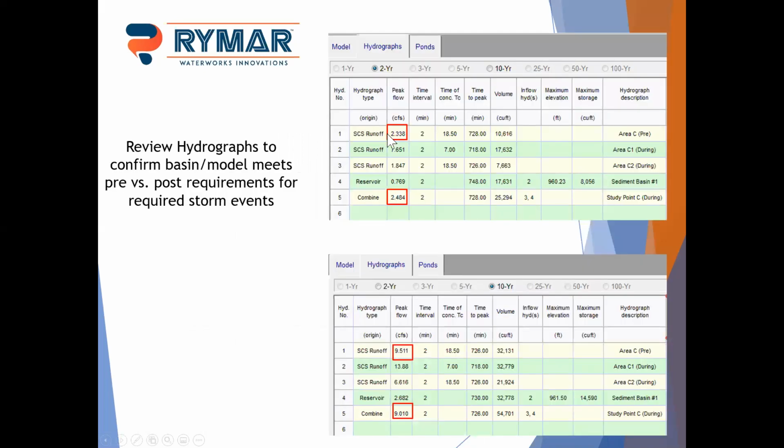So in this case, we had 2.3 CFS pre for the 2-year, and post was 2.5. So we had a 0.15 CFS increase that the city allowed for the 2-year. For the 10-year storm, our pre was 9.5. We reduced it down to 9. So we had a reduction in our 10-year storm.